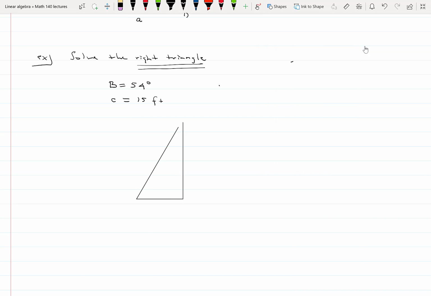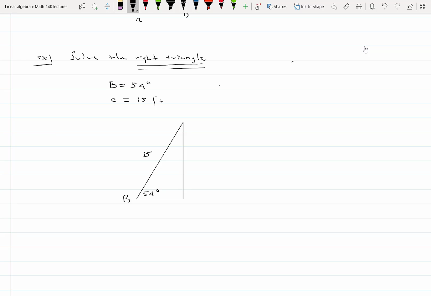The legs are small a and small b. The hypotenuse is always c, so we can label the hypotenuse as c. B is 54. And it matters not at all which of the non-right angles you call 54. Suppose I call this angle down here 54.